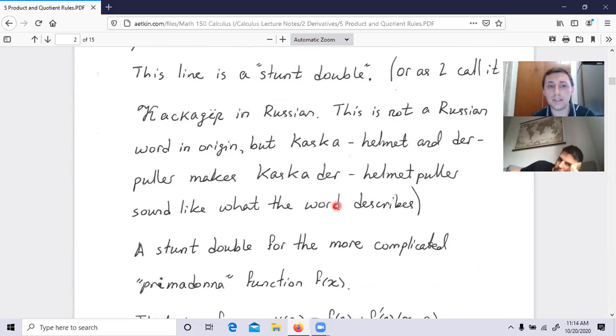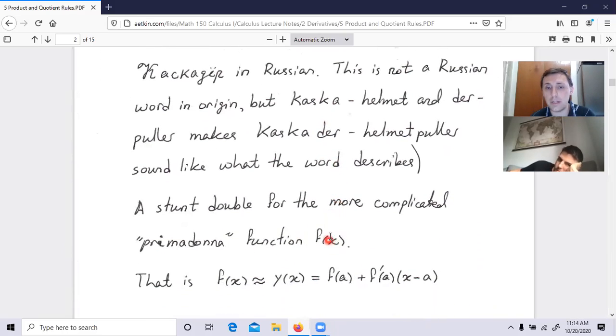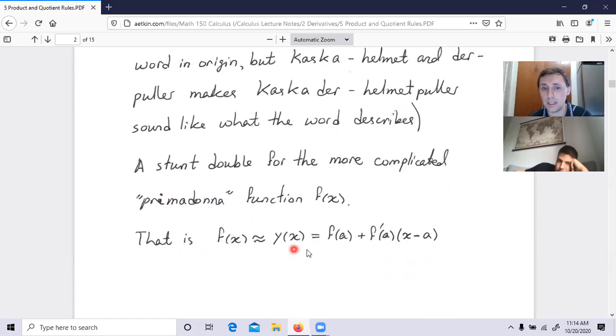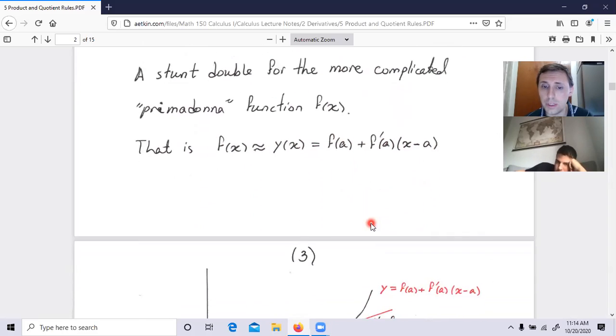And what is that stunt double? The function f of x is a prima donna. It's a complicated function, hard to use. But the stunt double is a line, and the line is much easier to use than the function. So what we're expecting is that if I zoom in near the point A, then for all x close to the point A, I will essentially see this line. So I may as well use the line for my calculations. And this is the idea.